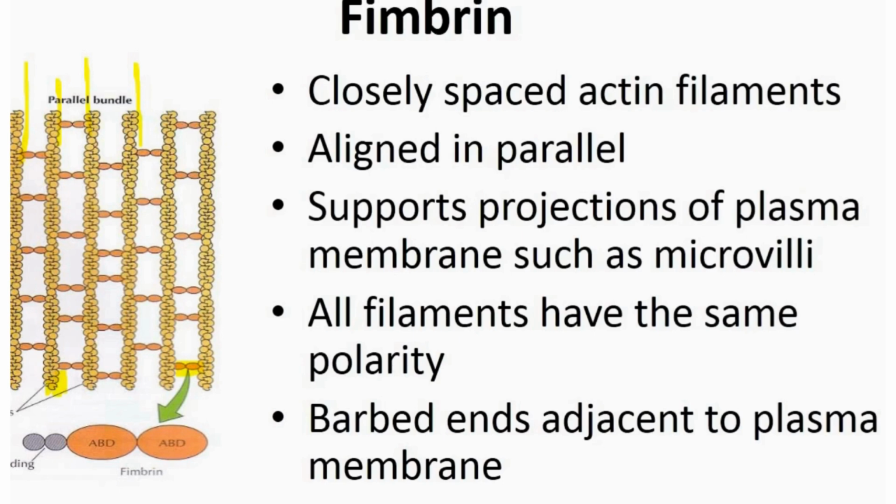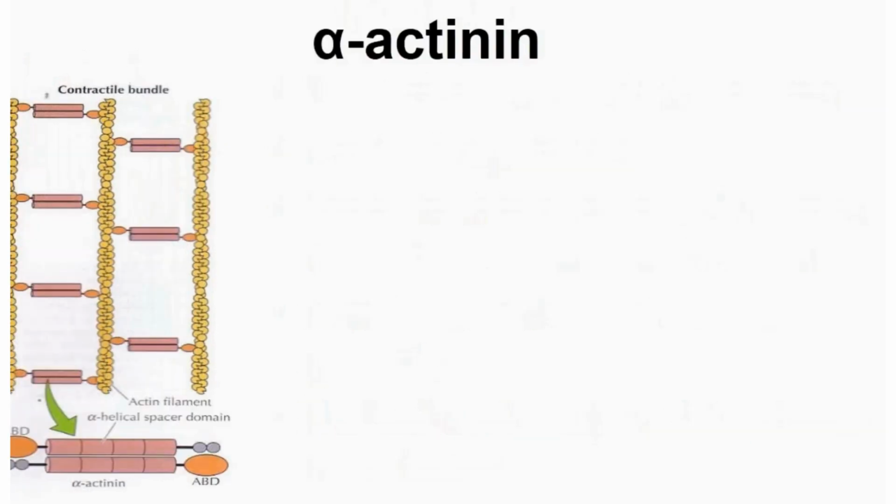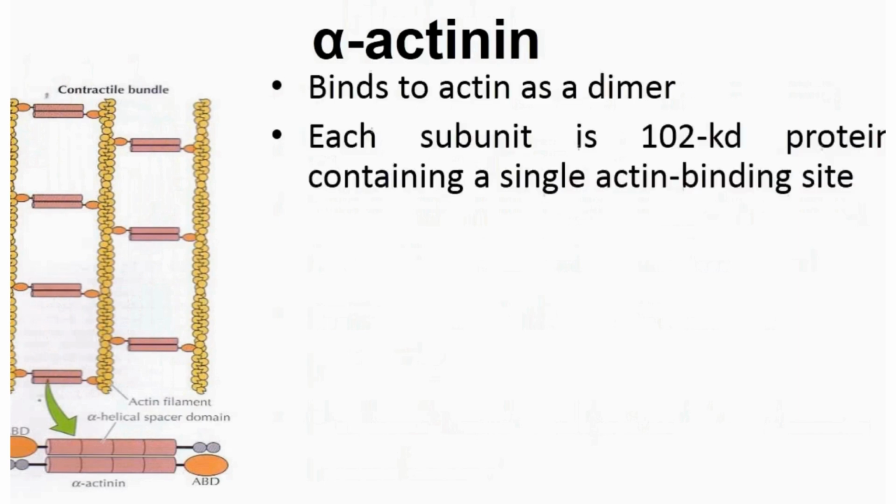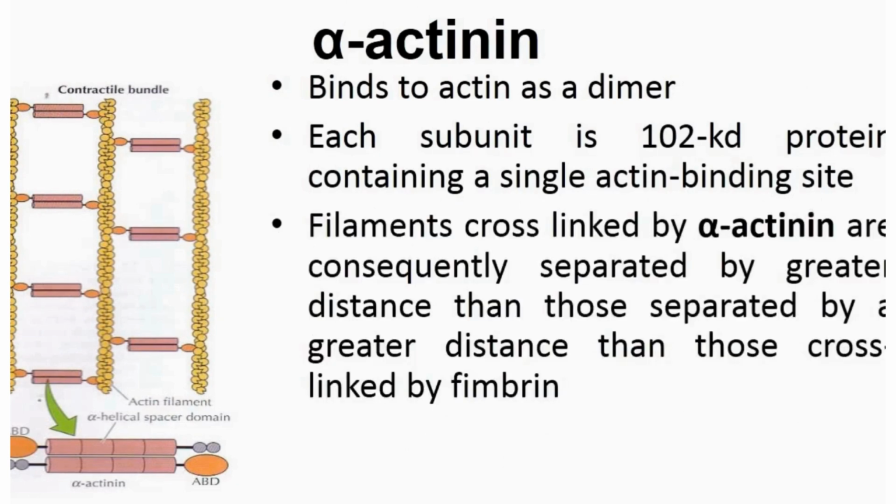Next protein is alpha actinin. Alpha actinin binds to actin as a dimer. Each subunit is a 112 kilodalton protein containing a single actin binding site. The filaments cross-linked by alpha actinin are consequently separated by greater distance than those cross-linked by fimbrin.